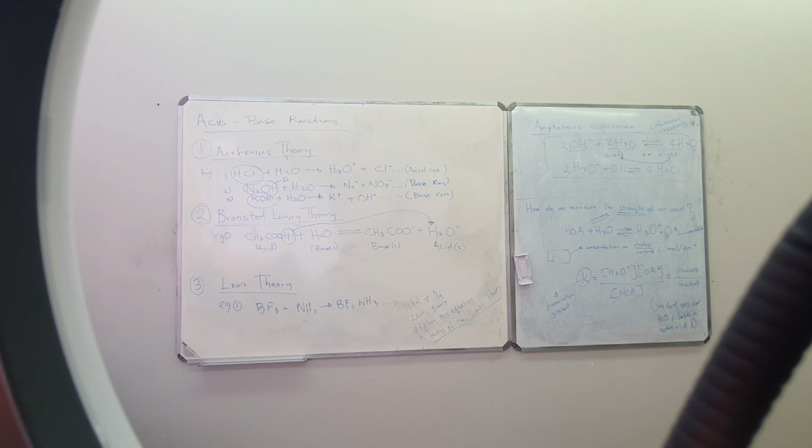A high value of K means the particular acid is strong. Let's put there: a high value of K, acid strong. That's what you need to know here. High value of K means acid is strong. Low value of K is obviously acid is weak.